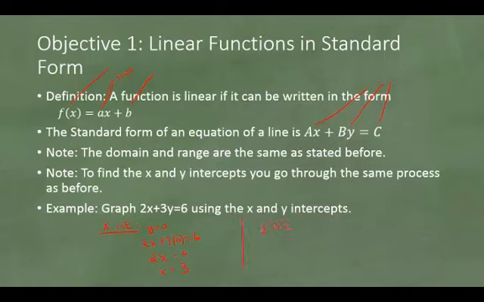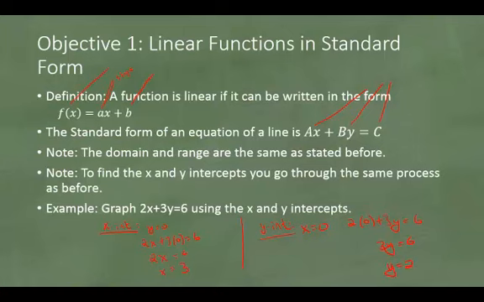Y-intercepts. Remember, set x equal to 0 now. So 2 times 0 plus 3 times y is equal to 6. That's 0, that's 3y is equal to 6. When you divide both sides by 3, you get y is equal to 2.